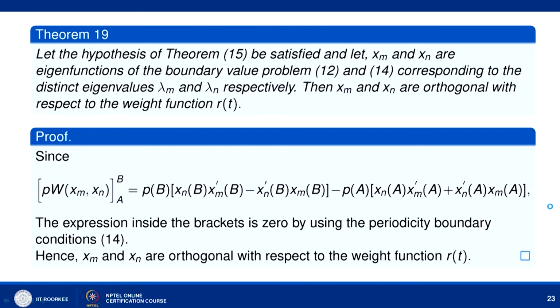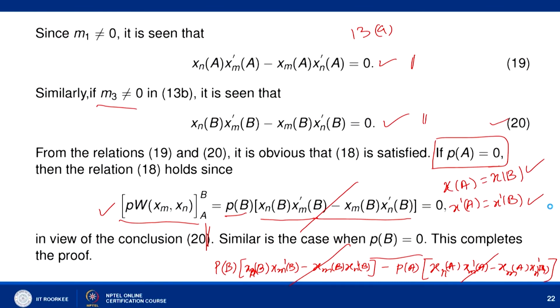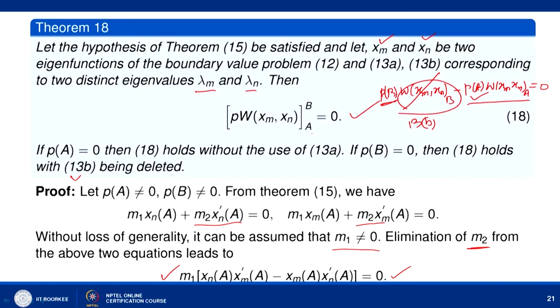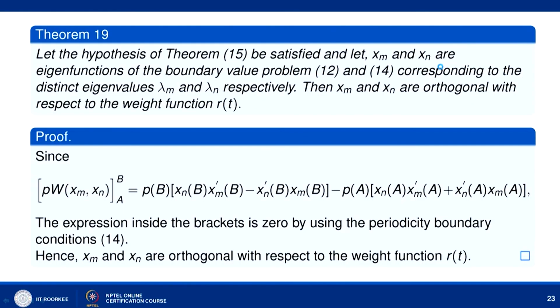So, we have seen that the condition P W(x_m, x_n) at a and b is equal to 0 is true when we assume the conditions 13a and 13b, that is the separated boundary conditions; then this is automatically true. Now we look at the other case, and consider that the hypothesis of theorem 15 is satisfied, and let x_m and x_n be eigenfunctions of the boundary value problem 12 and 14, that is periodic boundary conditions, corresponding to distinct eigenvalues lambda_m and lambda_n. Then x_m and x_n are orthogonal with respect to the weight function r(t).